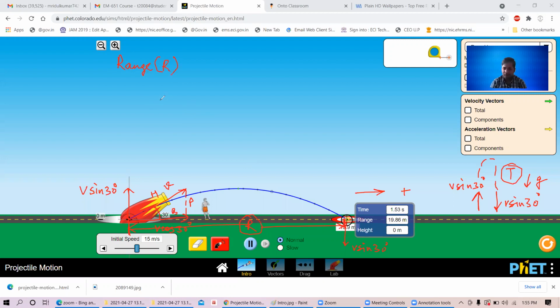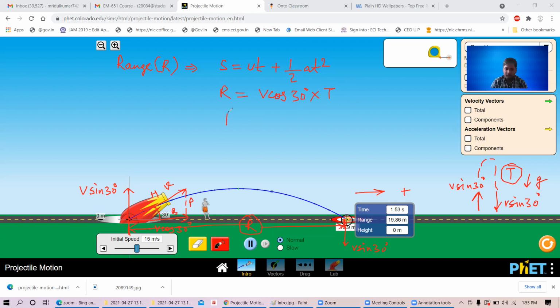So here is the formula for the range. We can derive it as follows. We know that S is equal to ut plus half at square. This is the basic second equation of motion. In the horizontal direction, we know that the distance covered is the range, and the horizontal direction velocity is v cos 30. And what time is there for the particle to reach this point? So it is the time of flight T.